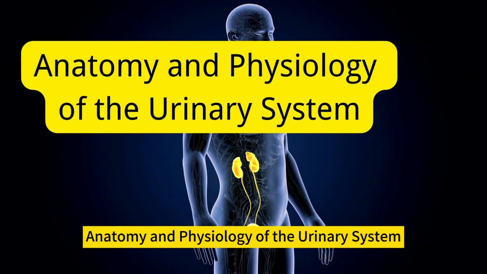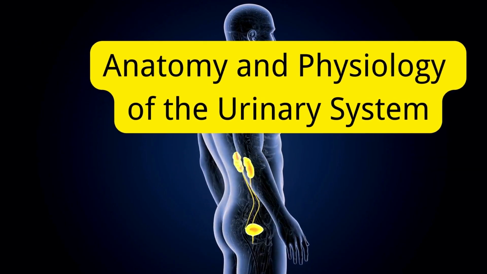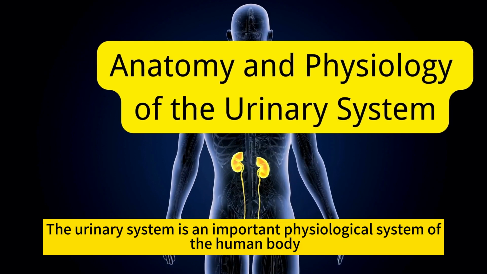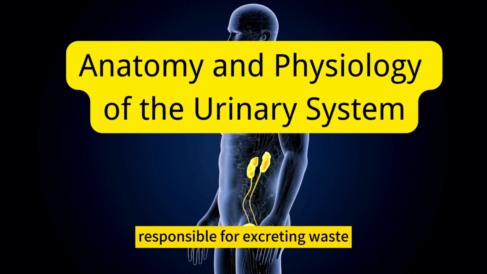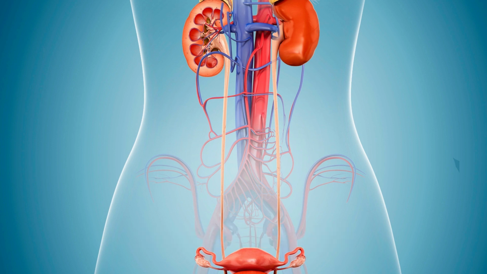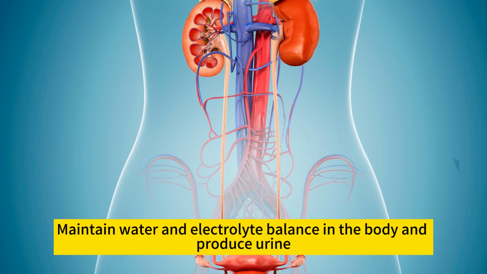Anatomy and physiology of the urinary system. The urinary system is an important physiological system of the human body, responsible for excreting waste, maintaining water and electrolyte balance in the body, and producing urine.